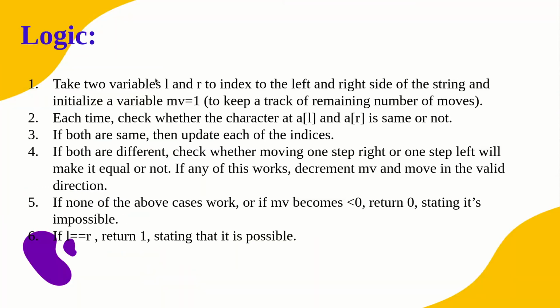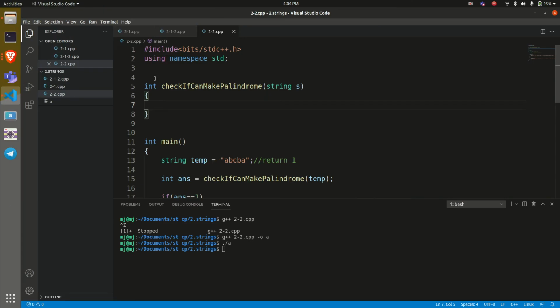So as discussed in the logic, we'll do these steps only. We'll first take two variables L and R, the logic for which I have already explained, that L is used to point to the leftmost character and R to the rightmost character. So int L equals 0 because it is pointing to the first character. Similarly, pause it for a while and think what value you will initialize R with. Okay, so we hope that you have thought about it. R will be initialized to the last character, which is at the index n-1.